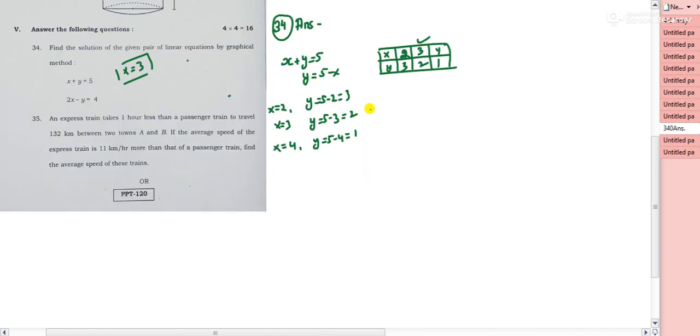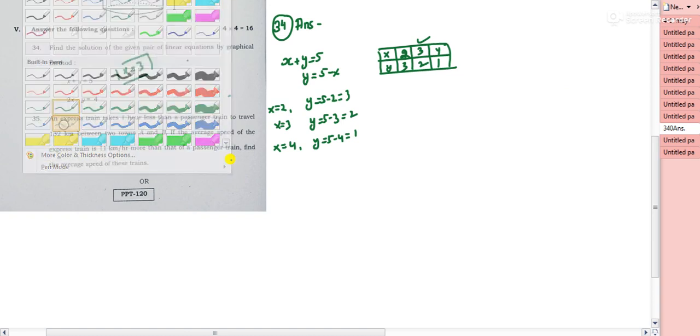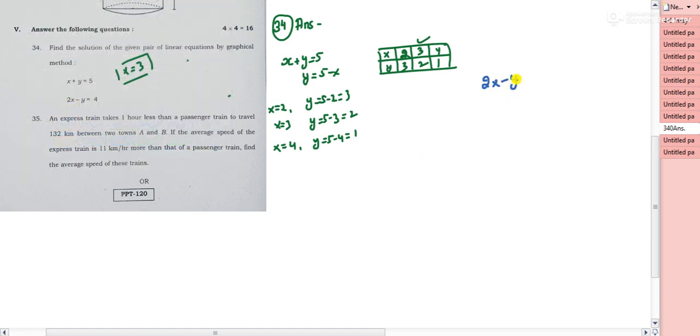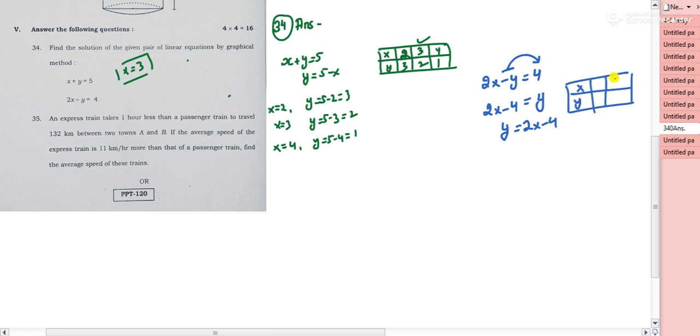Now look at the second equation, which is given as 2x minus y is equal to 4. Now we need y in the positive form, plus y. So I will transfer this to the RHS. So this becomes 2x minus 4. Got it? Or y is equal to 2x minus 4. Now again you need this table. Let me write it again: x, y. You need three values. So again you take the center value as the x which you got, 3, and here 2, 3, 4. Now in this, when x is 2, what will be y?